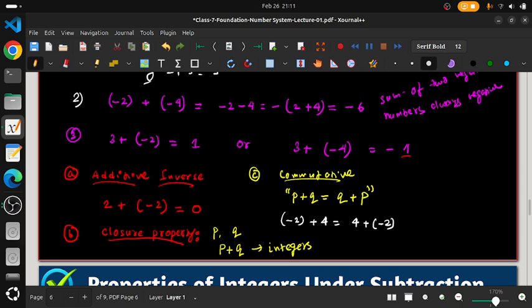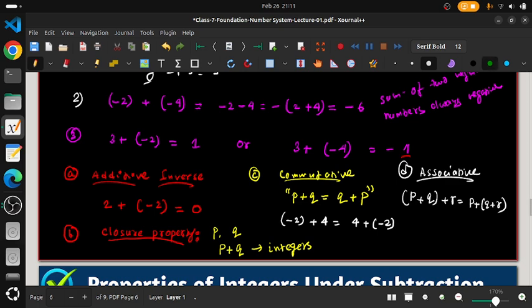There is another property also, and we call it the associative property. In the case of the associative property, we take three variables here. So I'm taking p, q, r. We can say (p plus q) plus r: first we do the operation between p and q, then we do it with r. That will be equal to p plus (q plus r). This kind of property we call the associative property.